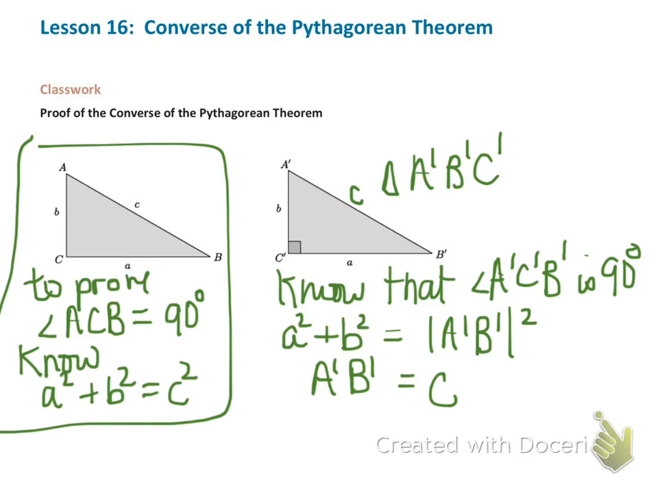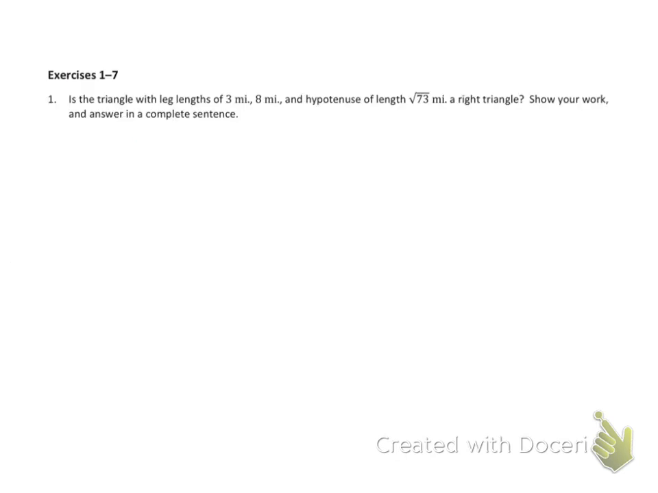So again, remember the converse says we know that a squared plus b squared is c squared. We have these three lengths. We don't know that it's a right triangle, but what we've shown is that if we know this, then we can know that it's a right triangle and that the angle opposite the longest side is going to be 90 degrees. All right, so let's look at some exercises then.